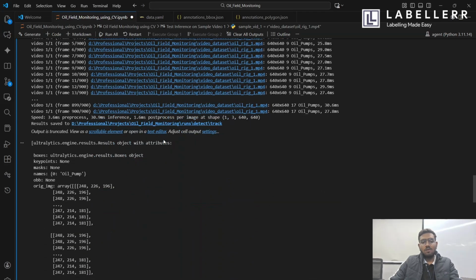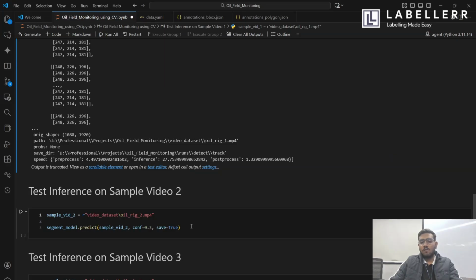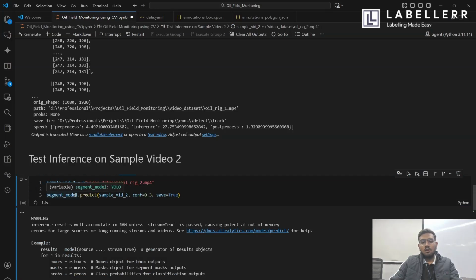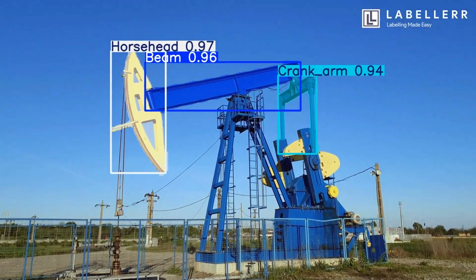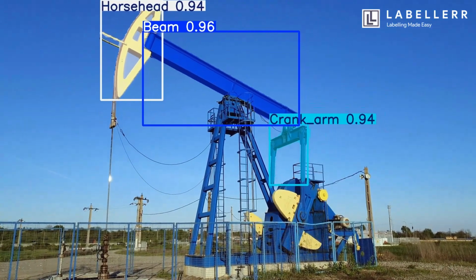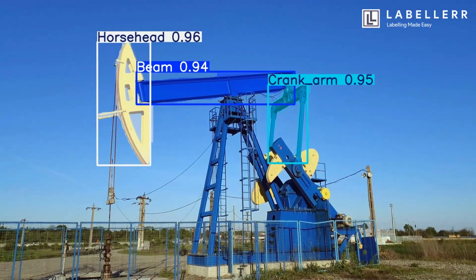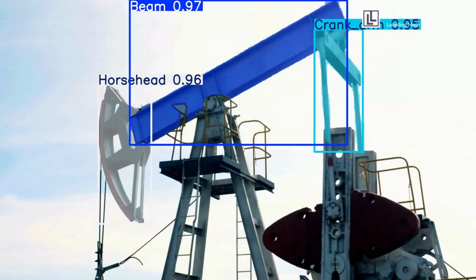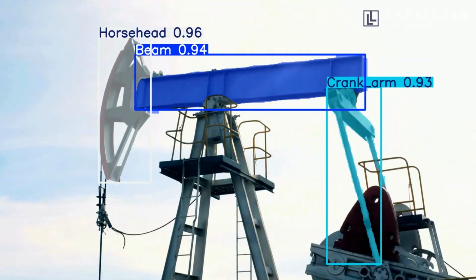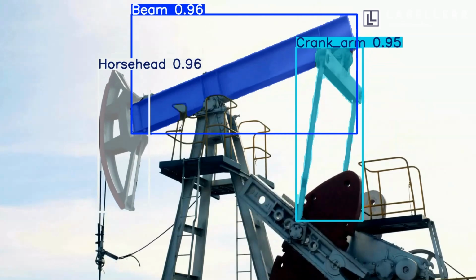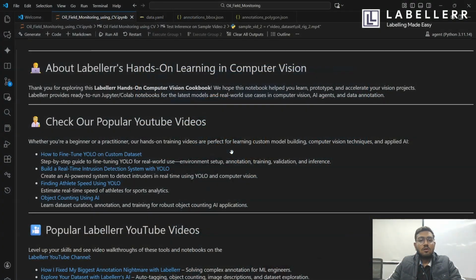So let's get to our next step where we segment each part which we have annotated using our segmentation model. So let's run this and see the result. As you see, both video inference results were great and our model performs in real time.